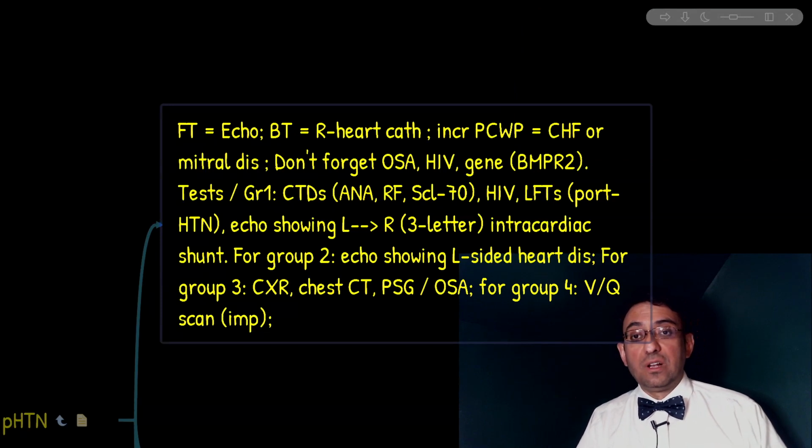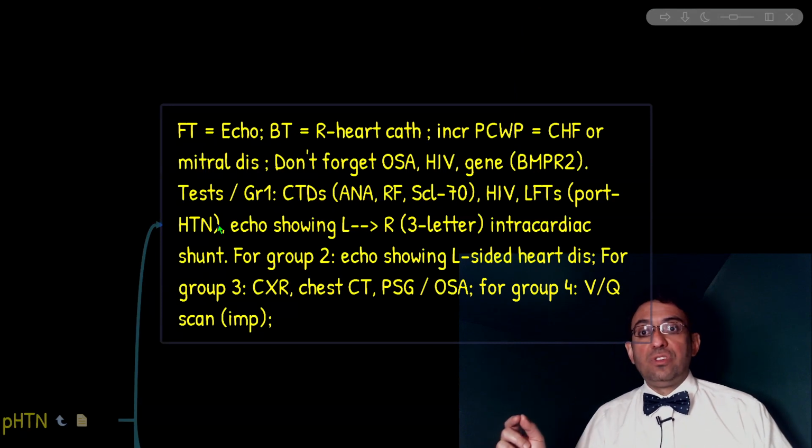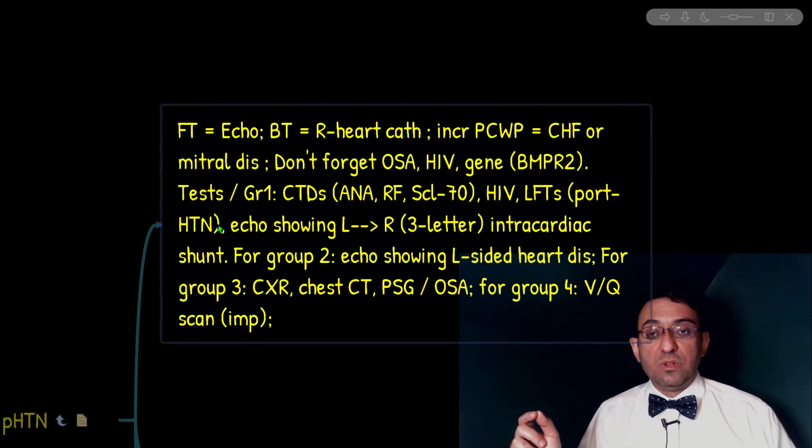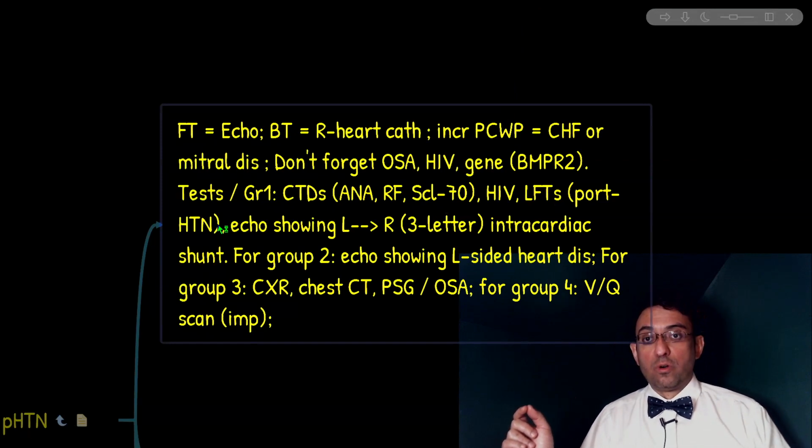What are the physical exam findings? We have loud P2, left parasternal lift due to right ventricular heave, and in the advanced stages we will have the signs and symptoms of right-sided heart failure. We will discuss them in Cor Pulmonale.